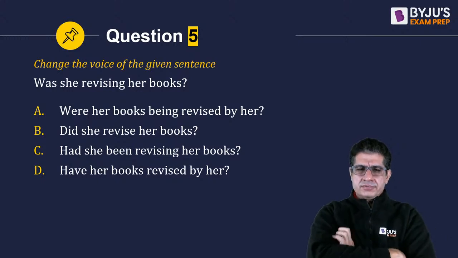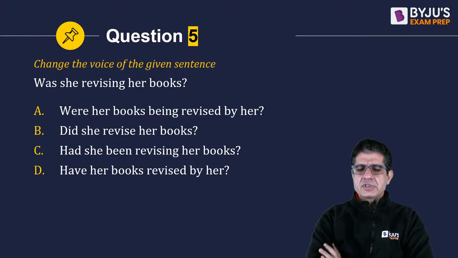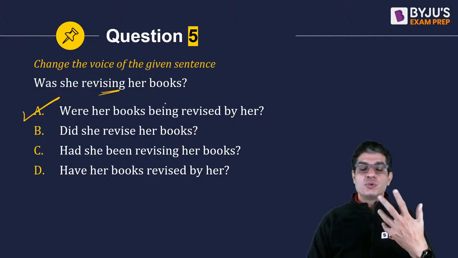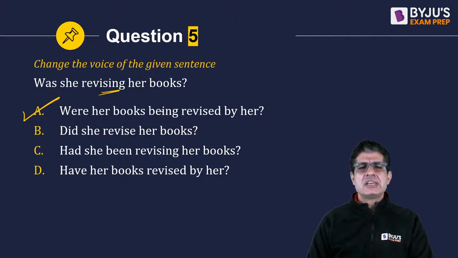Okay. Ankit, is that your answer to question number 5? Okay. So absolutely right. A it is. So you know when we go from active to passive or vice versa, we cannot change the tense because we are using past continuous. We need to use past continuous even in passive voice. And therefore it is easy for us to rule out the rest of them.